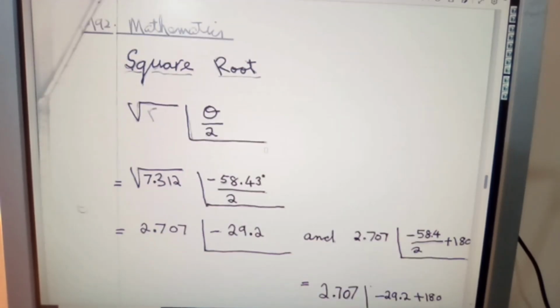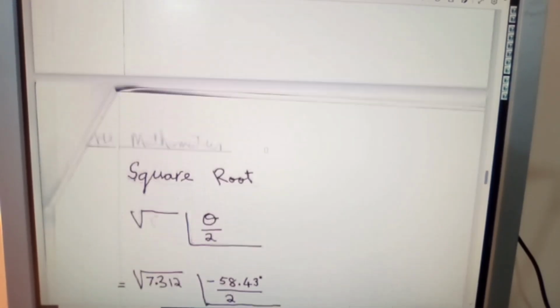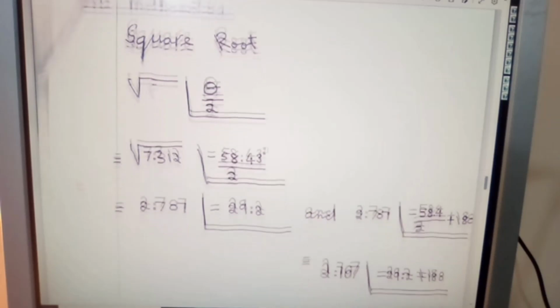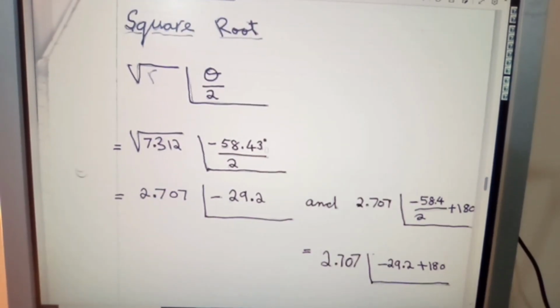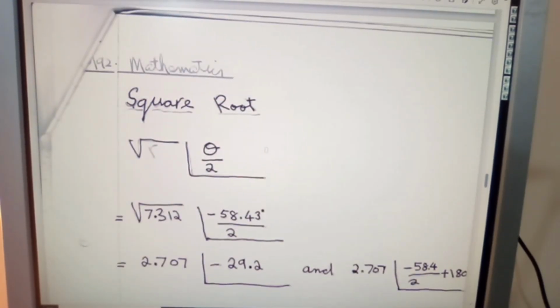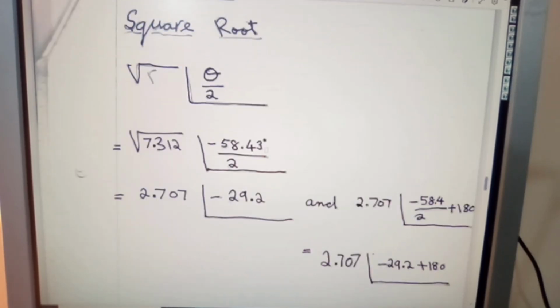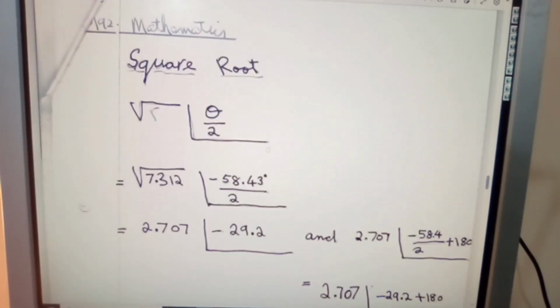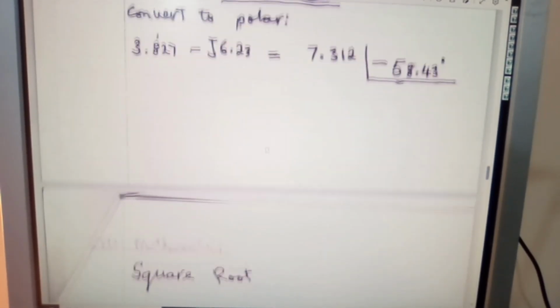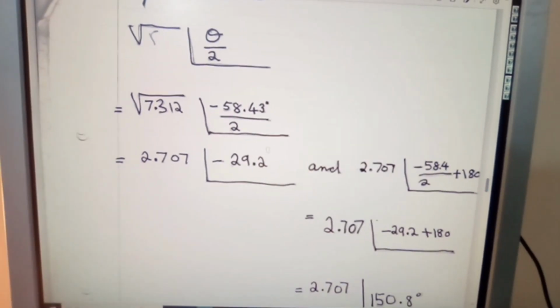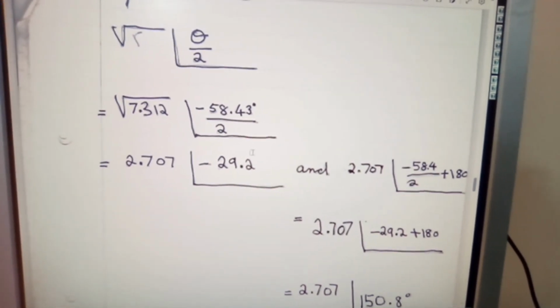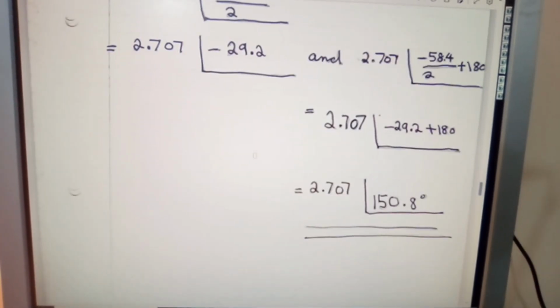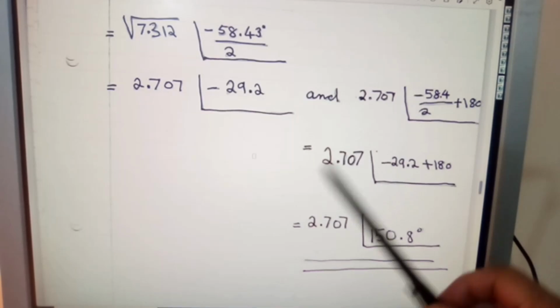Square root. Okay, and here we are. Now be sure you know what form you're working in, whether it's Cartesian or polar. And here's our result.